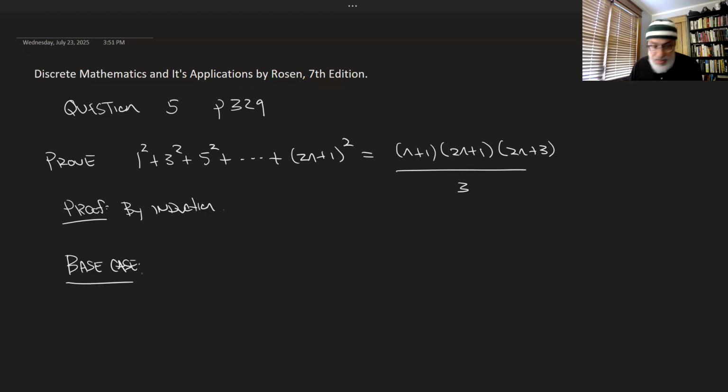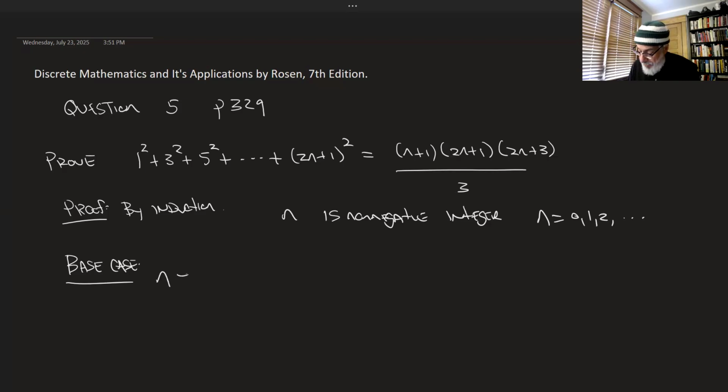Now the problem asks for non-negative integer n, which is a fancy way to say that n is 0, 1, 2, and so on. Or n is a natural number with 0. So that means that we start the base case at 0. So we're going to say n equals 0.